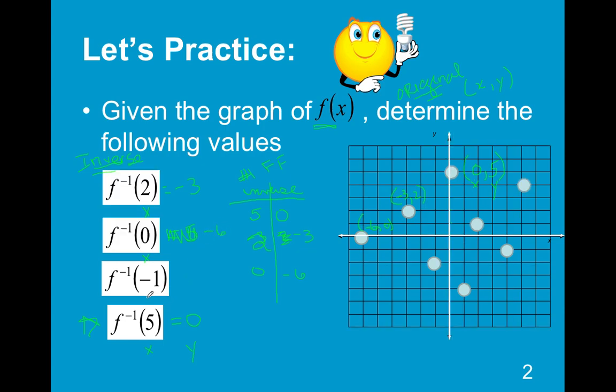And the last one, this is an x on the inverse, meaning on the original it used to be a y. And sure enough, here's a point where y is negative 1, x is 2. So if on the original, 2 goes with negative 1, on the inverse, negative 1 goes with 2. So see that? There was no math, no algebra, but a really good conceptual question. Star that.